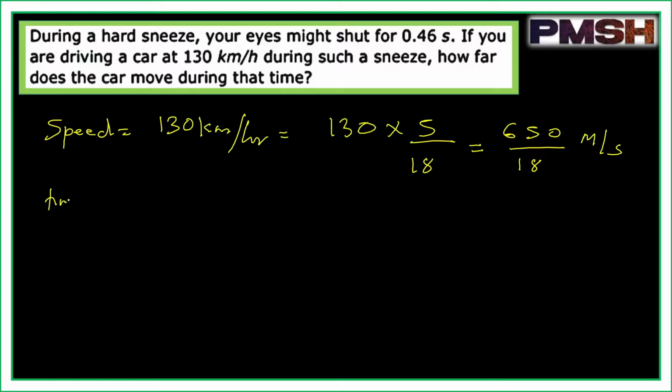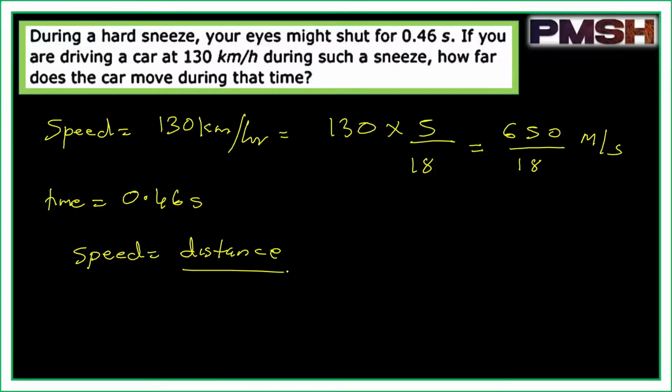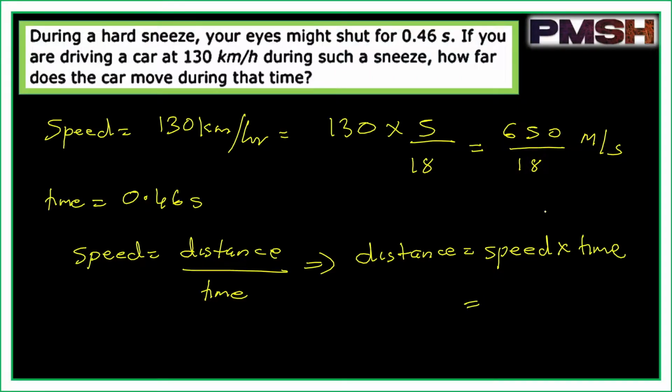Now the time for sneezing is 0.46. This much time your eyes will be closed. Okay, so what is the distance covered? That is the question. We know speed is equal to distance by time, which means distance is equal to speed multiplied by time. Speed is 650 by 18, right? 650 by 18 and the time is 0.46.